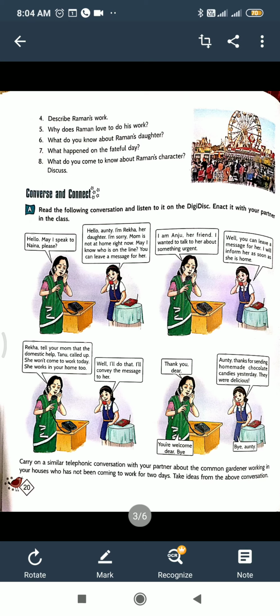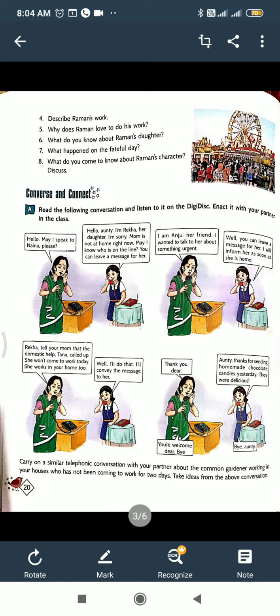Means there are two persons talking together on the phone. Hello, may I speak to Naina please? So now Naina received the phone and she is replying. Hello auntie, sorry, not Naina, I am Rekha, her daughter. I am sorry, mom is not at home right now. May I know who is on the line? You can leave a message for her.